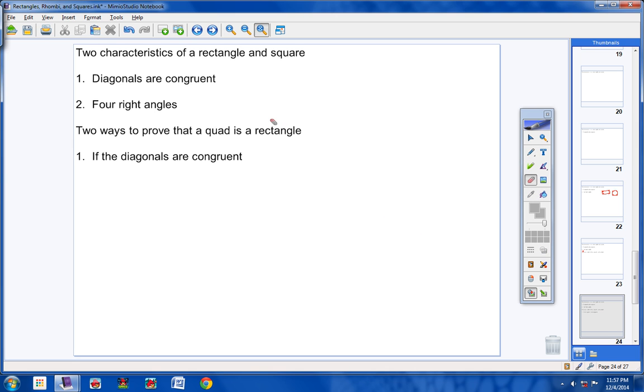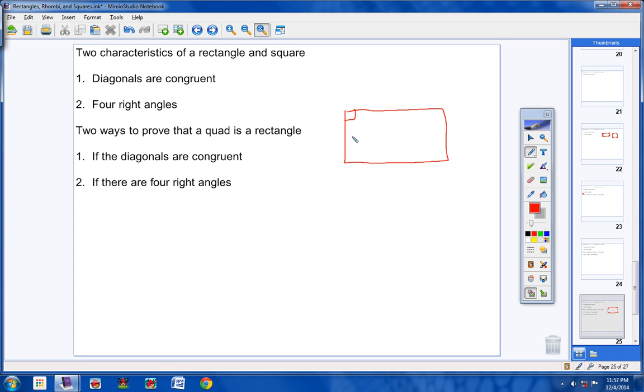Okay? Alright, moving on. The second way to prove that a quadrilateral is a rectangle is if there are 4 right angles. So if you are given a quadrilateral and you notice that you have 4 right angles, you know right away you have a what? A rectangle. Now, could it be a square? It could be, yes. We just don't know, okay? It could be, but it might not be. But we know for sure that it's a rectangle.